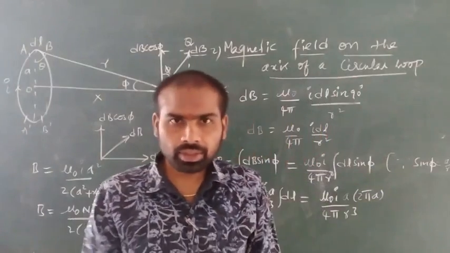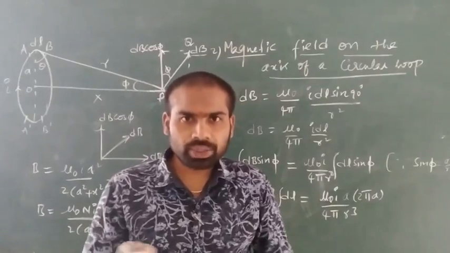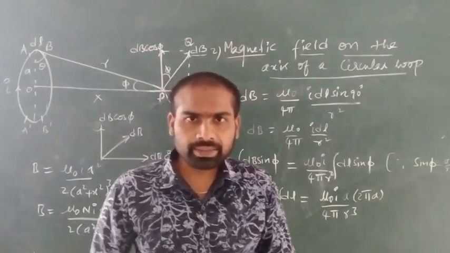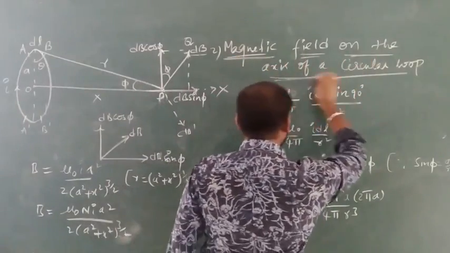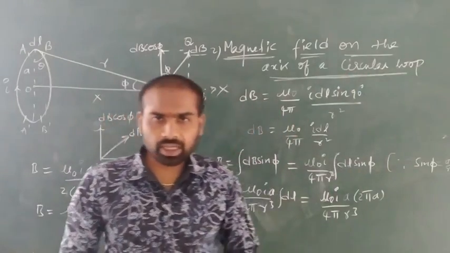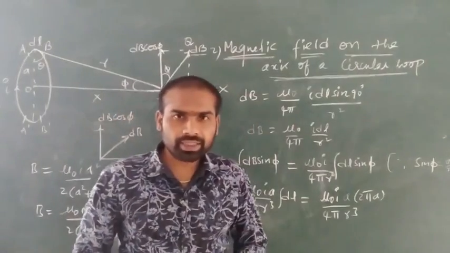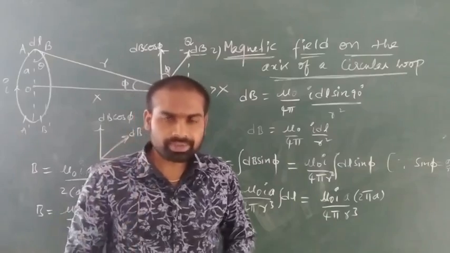Good morning, students. Today we are going to discuss the second application of Biot-Savart law, that is, the magnetic field on the axis of a circular loop. In the last class we discussed the magnetic field due to a long straight conductor.